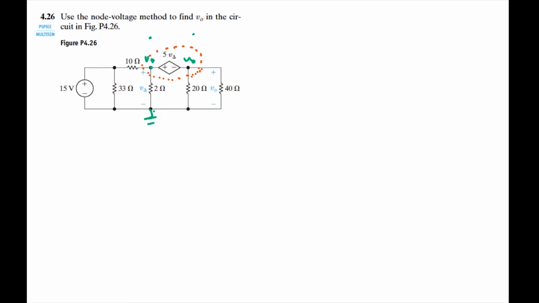So what does that tell us? Well, that tells us that the voltage potential of V0 is equal to our node V delta minus this other voltage right there, minus 5 V delta. Now that doesn't always have to be 5 V delta, that could be anything, and in this question it's just 5 V delta.